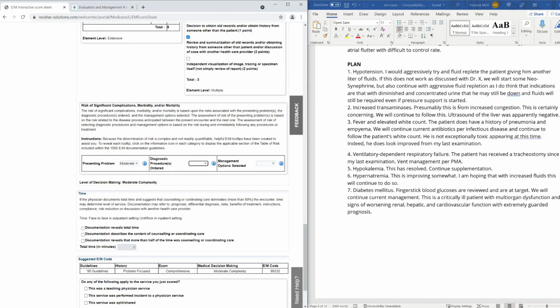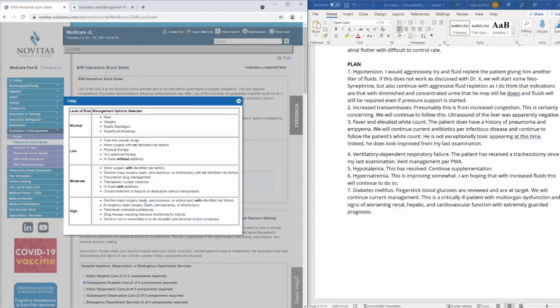We're getting fluids. They reviewed an ultrasound. That wasn't an order. Let's see here. Continue. Blood glucoses are at normal, multi-organ dysfunction, and signs of worsening renal. So I'm not seeing a lot of diagnostic procedures ordered. Management options, we definitely have at least that moderate for the prescription drug management.